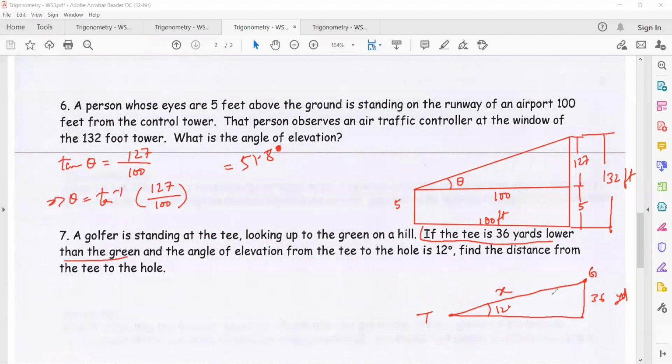So the tee is 36 yards lower than the green. In other words, we can say the green is 36 yards higher than the tee. Okay, that's the height. Now find the answer. 173.15. Yeah, 173.2 yards we will take. 173.2 yards.